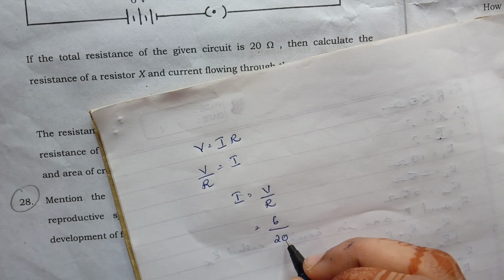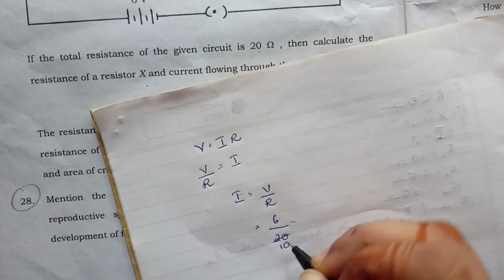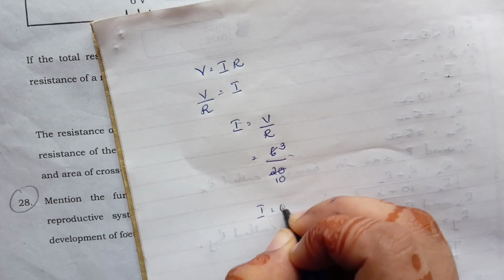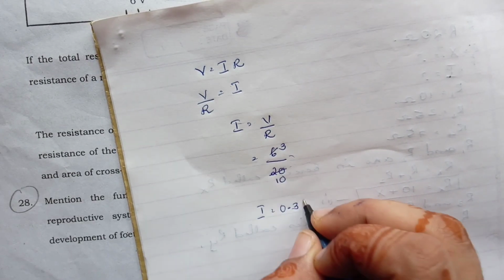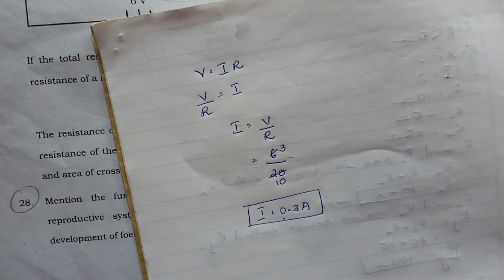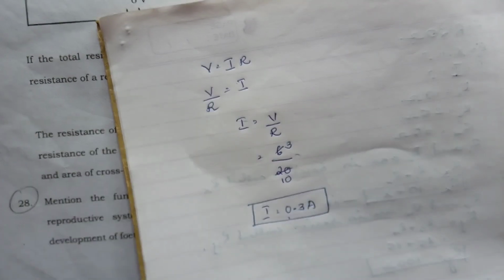Now on solving, 2 threes are 6, so 3 upon 10 is nothing but 0.3. Since this is current, it's supposed to be amperes. So this is it for the first particular problem.